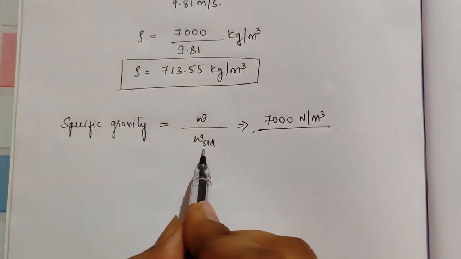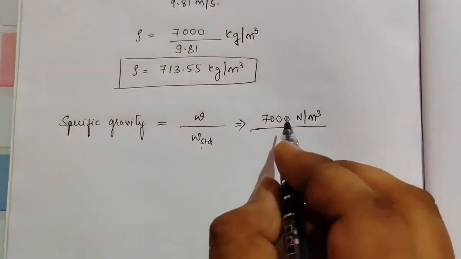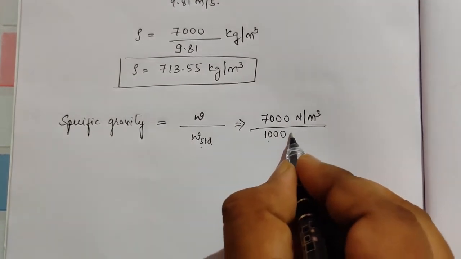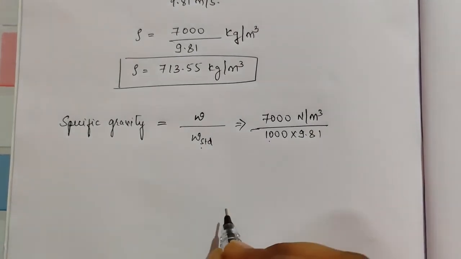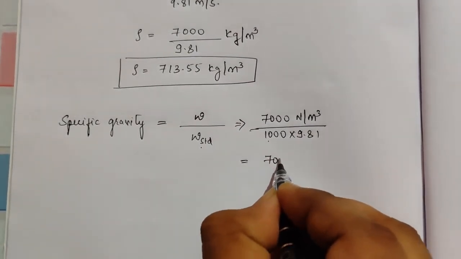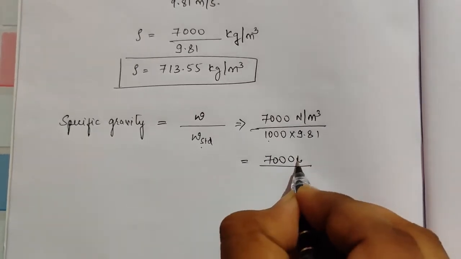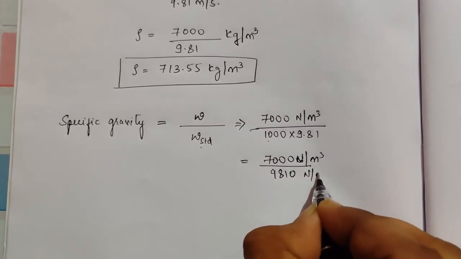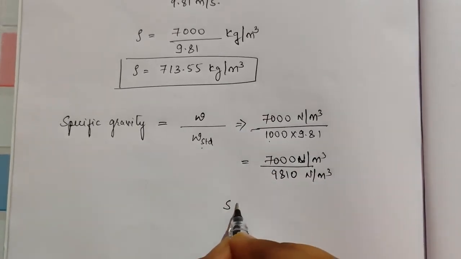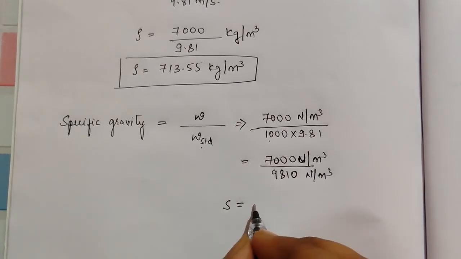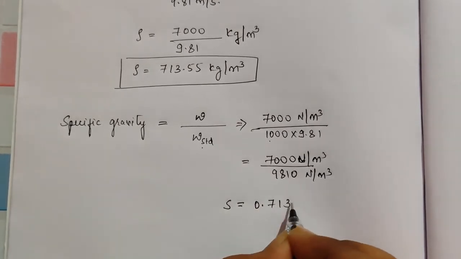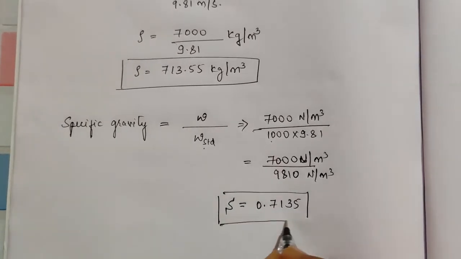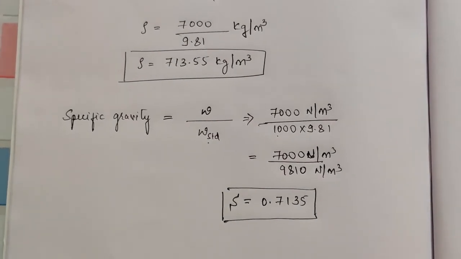So I already told you what is the weight density of water. It is nothing but density of water into 9.81, which is 1000 into 9.81, or you could directly take 7,000 divided by 9810 Newton per meter cube. Then the specific gravity we are getting as 0.7135, which is a dimensionless quantity.